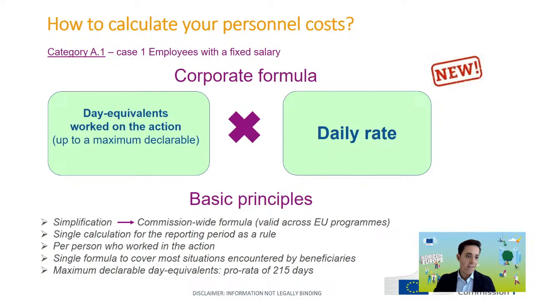So we have the daily equivalent work on the action multiplied by the daily rate. This is a single calculation that we recommend, as a rule, to be done per reporting period and to be calculated per person. And this formula encompasses different parameters that rely on the so-called maximum declarable day equivalents, the 215 days mentioned in your grant agreement. All these different components, the day equivalent work on the action and the daily rate, I will explain in the coming slides.